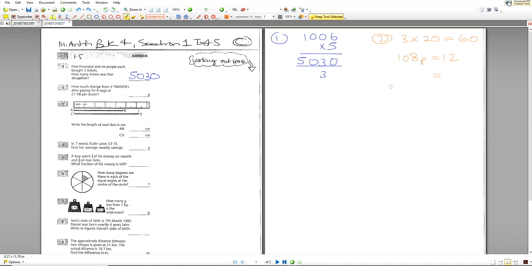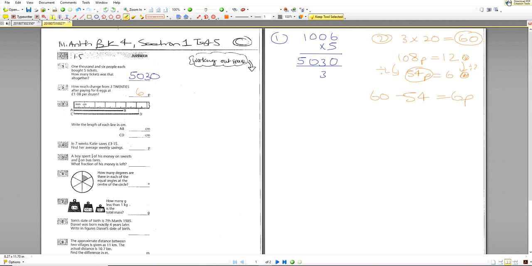Okay, let's make this a little bit simpler. 108p is the cost of 12 eggs. We need 6 eggs, so we just half it. Half the number of eggs, half the money. So that'll give you 54p for 6 eggs. Now, it says that we got originally 60p and we've spent 54p. So 60 minus 54 will give us an answer of 6 pence is the change.